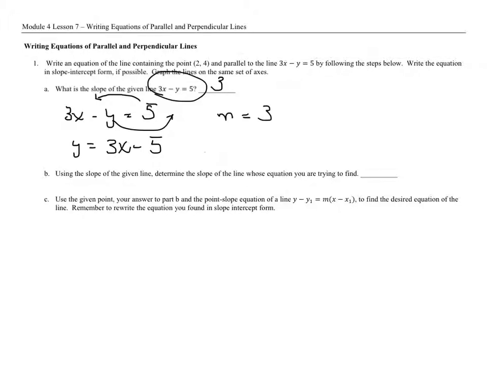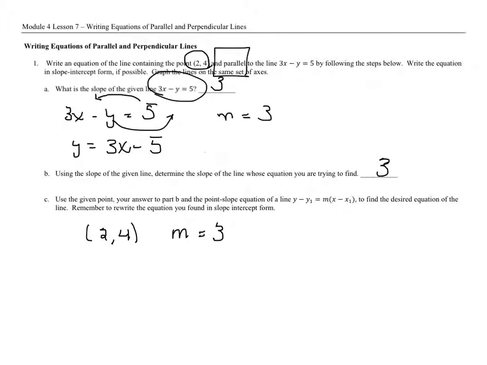Okay? Now, using the slope of the line, determine the slope of the line whose equation you're trying to find. Well, we need to write an equation of a line containing the point (2, 4), but parallel to this given line. So if they're parallel, they have to have the same slope. So the slope, again, has to be 3. The slope of the new line has to be 3. Now, we're going to use the given point and the slope to write the equation of the line. So the given point is (2, 4). The slope is equal to 3.